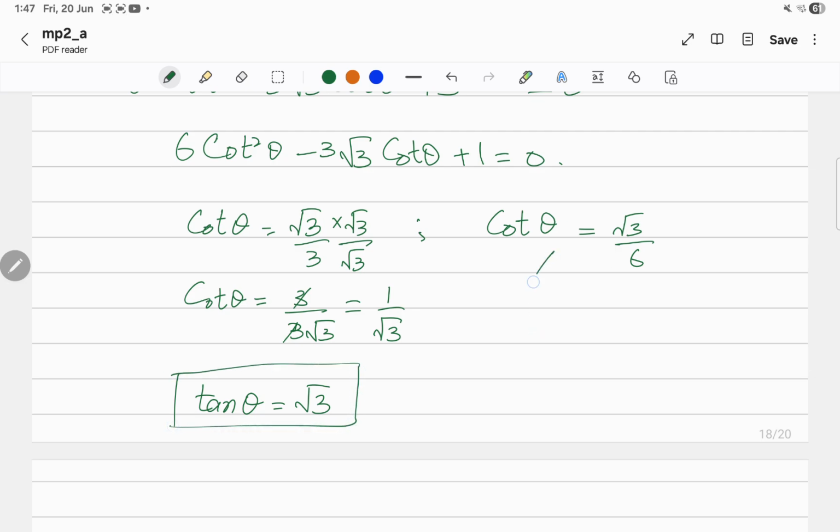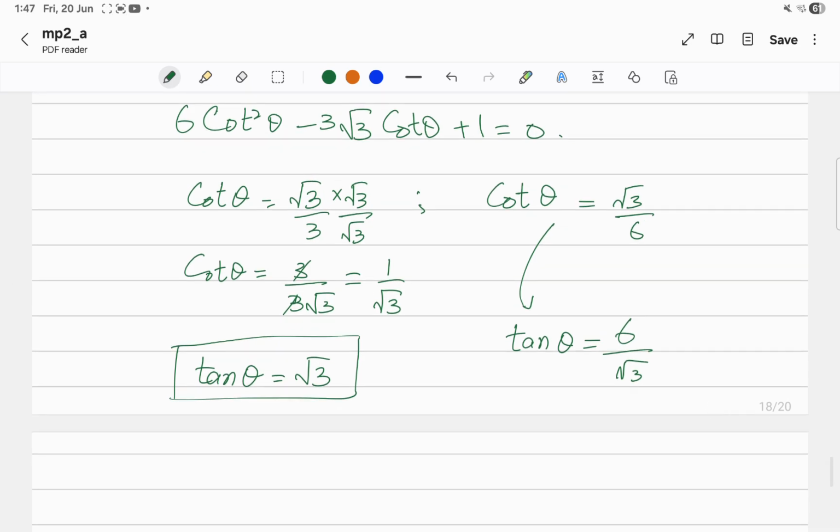So if you do the same thing over here, then tan theta from here should be 6 over root 3. So again we can simplify this. If you times by root 3 up and down, it will be 6 root 3 over root 3 times root 3 is 3, so 6 divided by 3 is 2. So finally the other value of the tan theta can be written as 2 root 3.